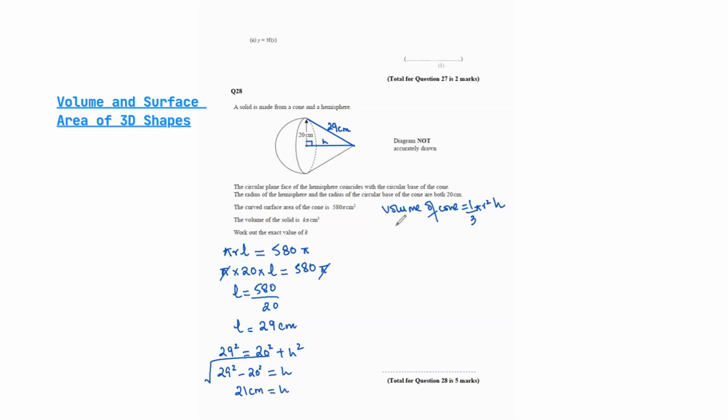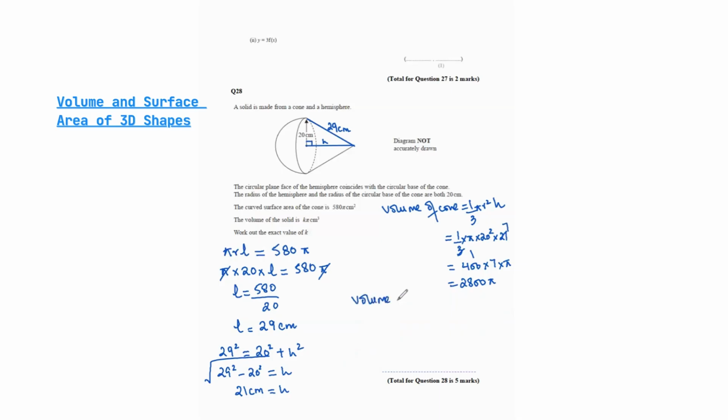So volume of cone is going to be 1 over 3 times pi times 20 squared times 21, which is 3 ones are 3, this is 7. 20 squared is 400. So 400 times 7 times pi, that's 2800 pi.